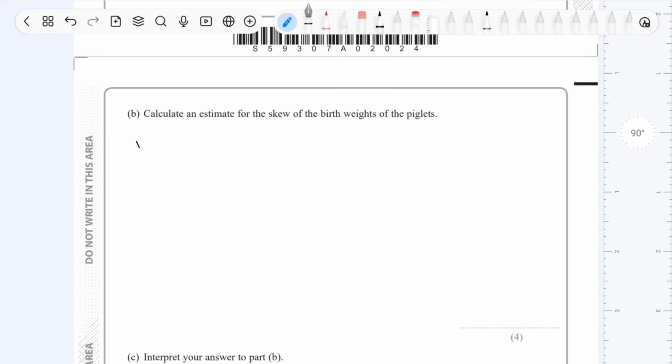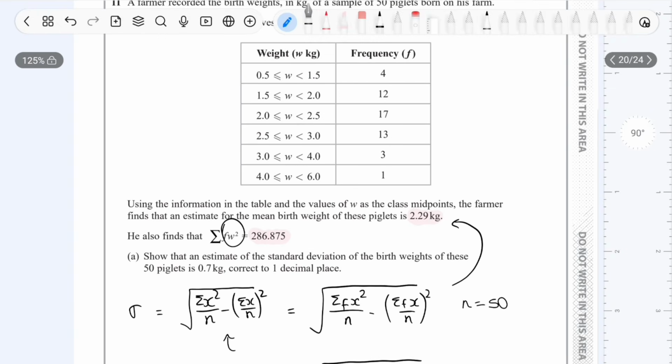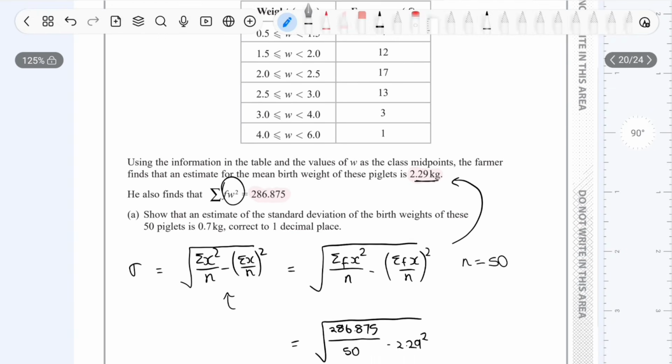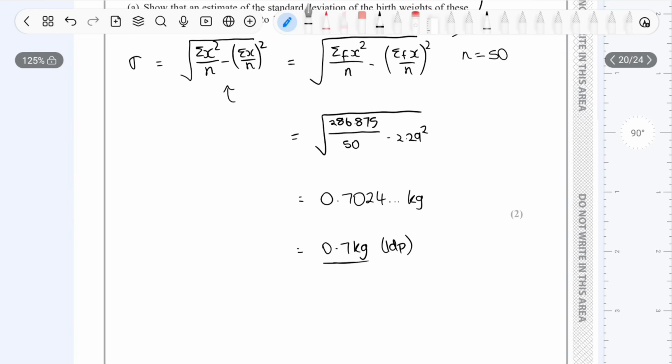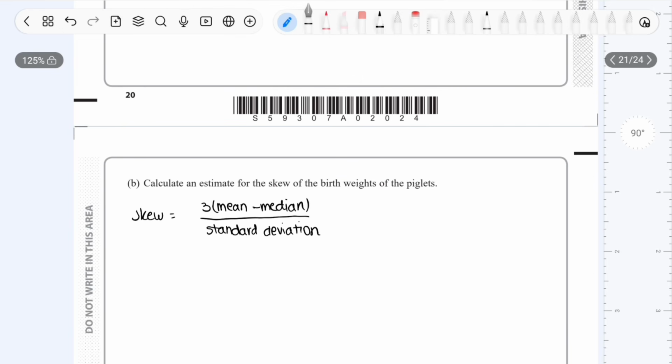Go to your formula booklet and you'll know that the skew is equal to 3 lots of the mean minus the median, divided by the standard deviation. Look to our question here where we're given all of our data. We've got the mean here, we've got the standard deviation now to one decimal place. What do we not have? Well, we haven't got the median, so we're going to have to find that now.